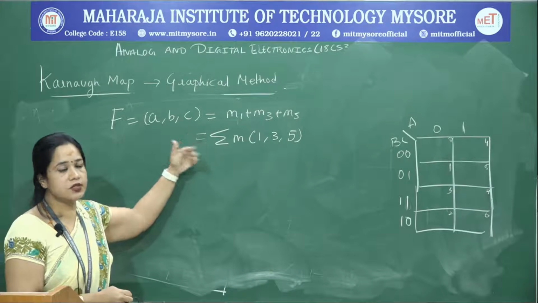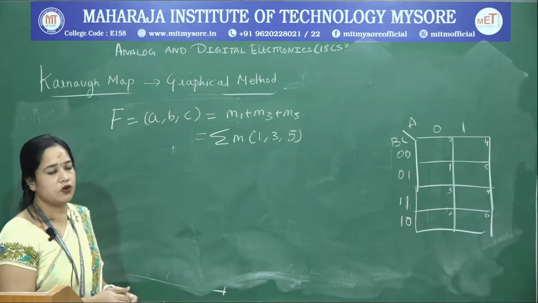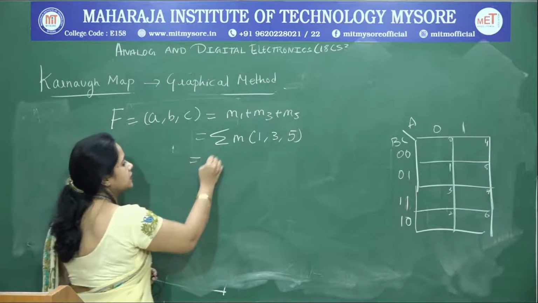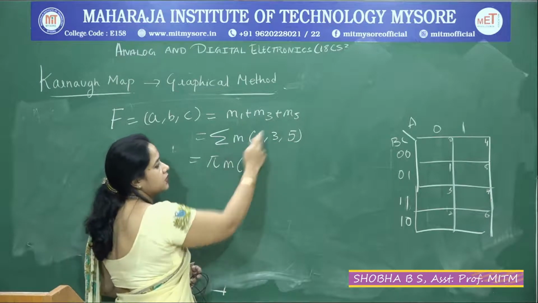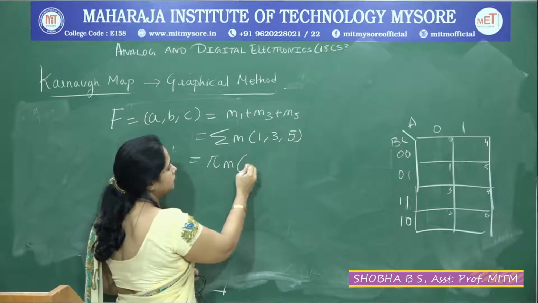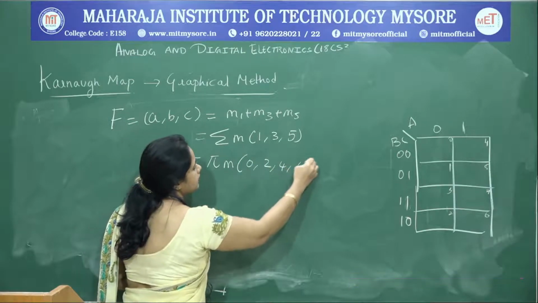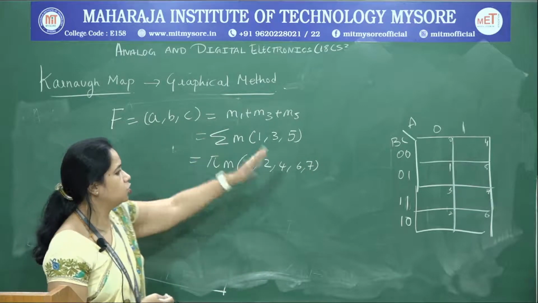If you want to convert this to an expression in POS form, it is just the complement. So, you can write it as product of sums. Whatever terms are missing here, we include it here. So, it happens to be 0, 2, 4, 6 and 7. So, I will just directly map this onto the K map.